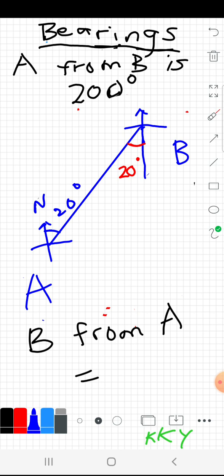So the bearing of B from A now, from A, and don't forget we usually start from the north. So we start from the north of A and move clockwise, only clockwise, until we get to the line that joins them together. And this is already labeled. So my answer is 20 degrees. In three figures, that's 020 degrees.